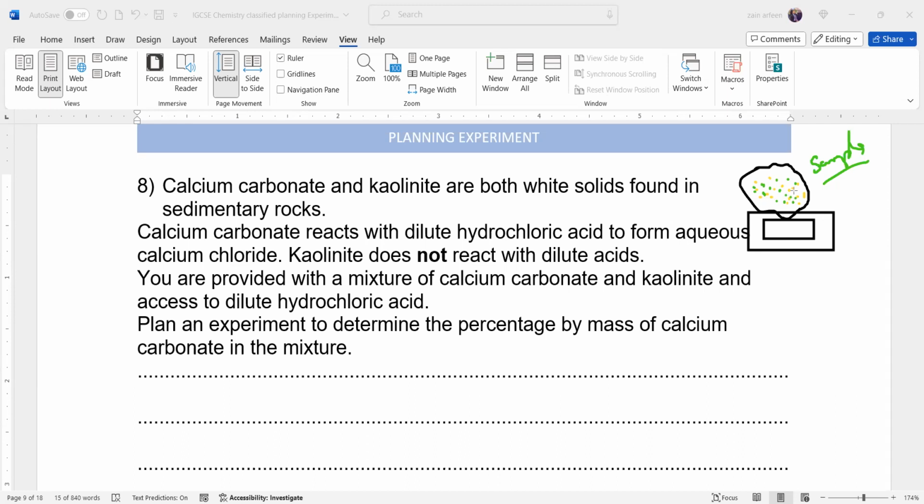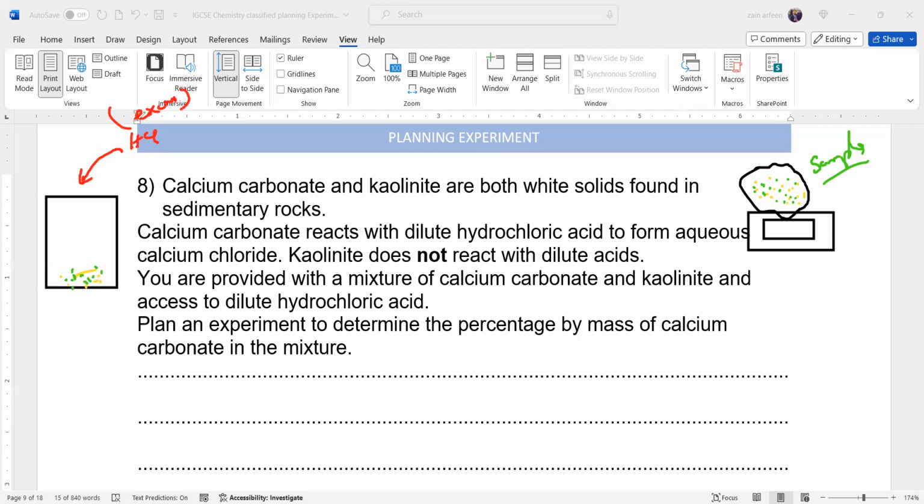How can we grind or crush this? Which apparatus can be used to grind or crush? Mortar and pestle. In the chemical lab, a mortar and pestle can be used to grind or crush a substance. Then, because hydrochloric acid can react with calcium carbonate, after grinding or crushing using a mortar and pestle, we will add this mixture to a beaker, and in this beaker we'll add hydrochloric acid, and we'll add an excess of hydrochloric acid.